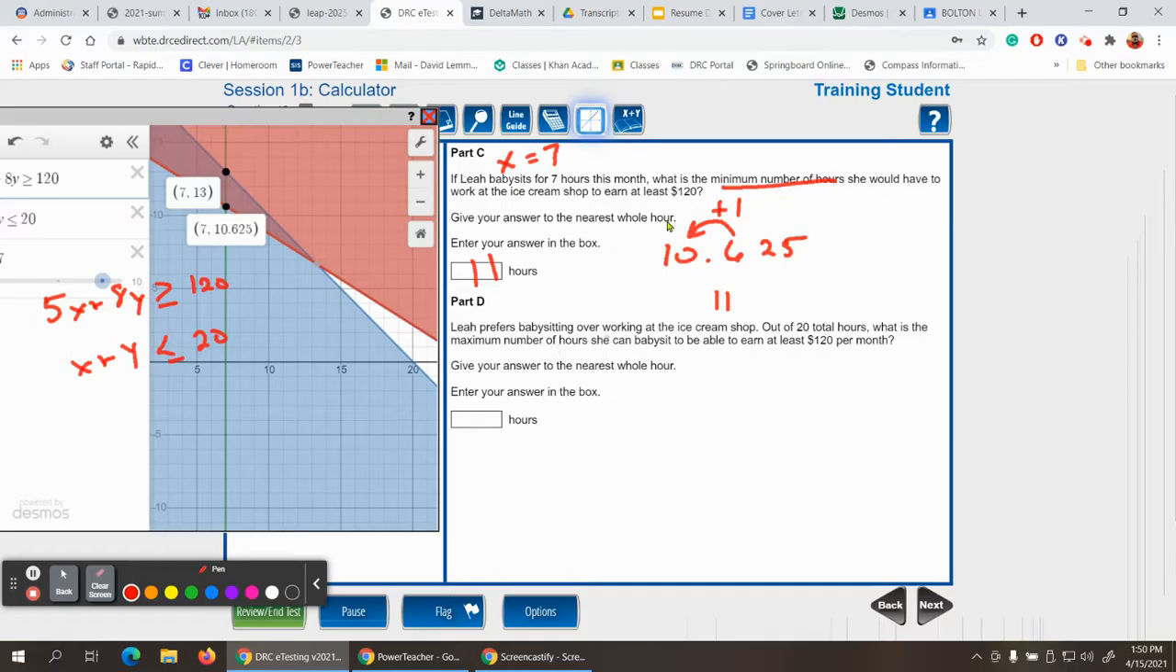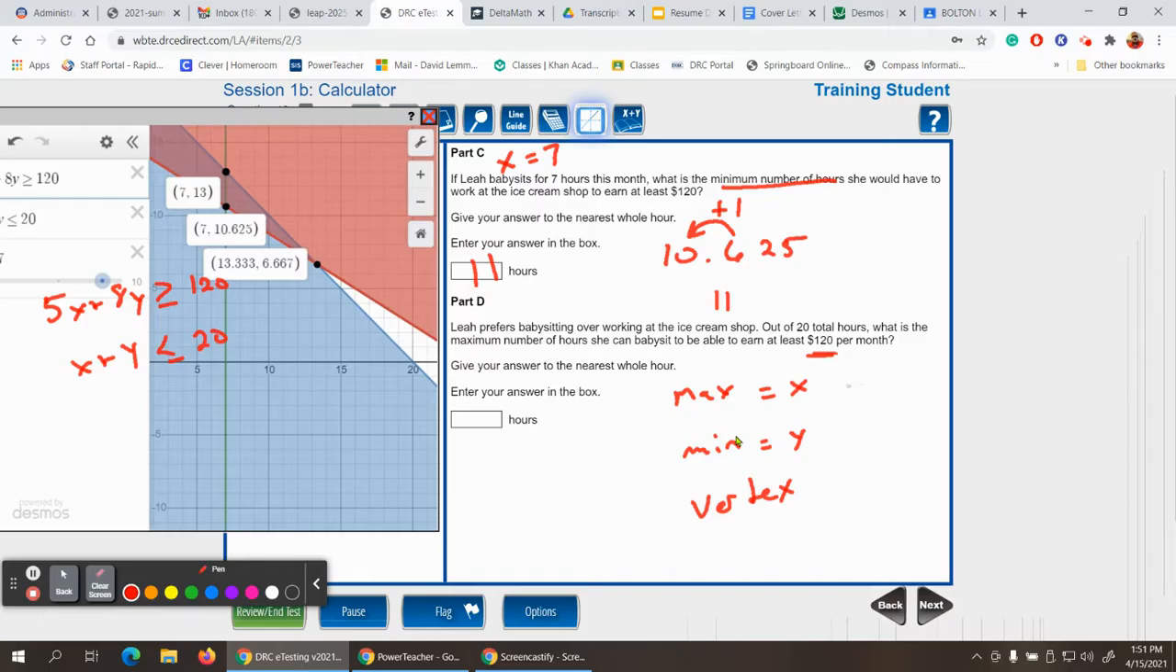She prefers babysitting over the ice cream shop. So out of 20 hours, what is the maximum number that she can babysit and still be able to make $120? Well, that is asking a vertex question. It's asking you this: what is the maximum number of hours of X? What is the maximum value of X and what is the minimum value of Y? Well, that is called the vertex. That is where these two come together.